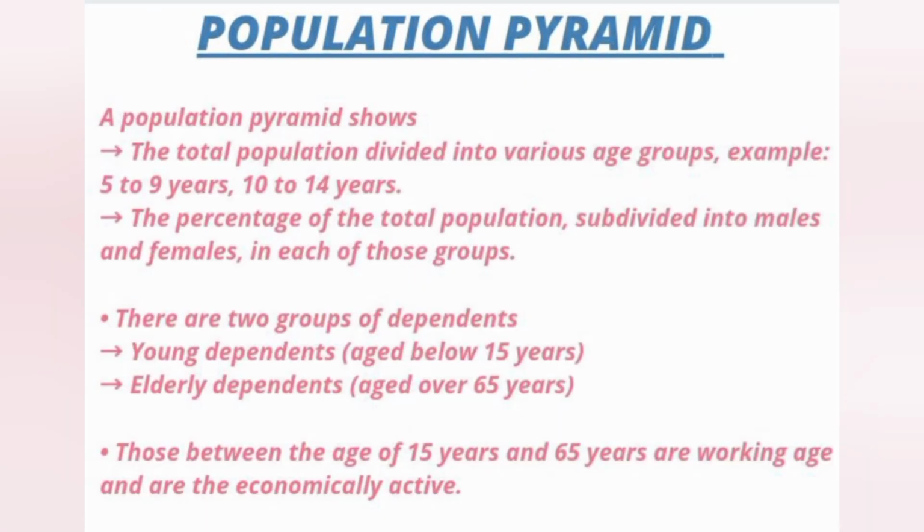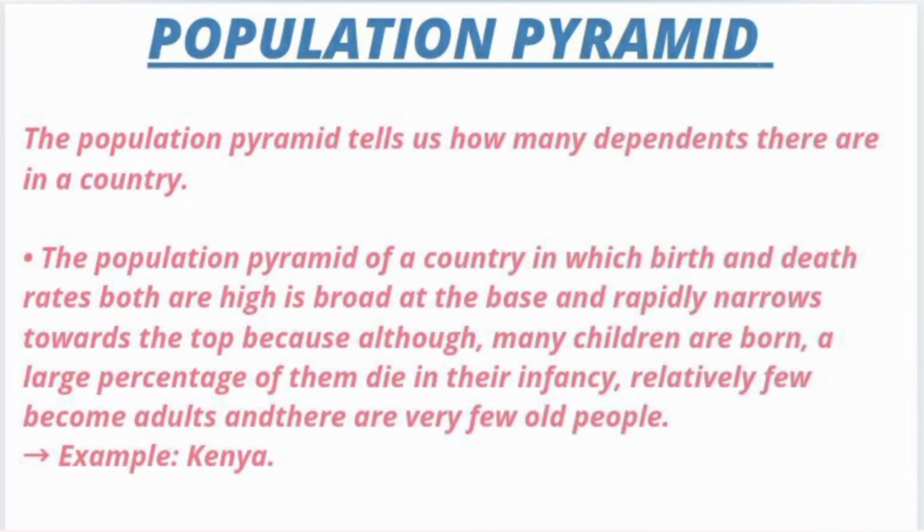So basically, a population pyramid shows the total population divided into various age groups, for example 5 to 9 years and 10 to 14 years. It shows the percentage of total population subdivided into males and females in each of these groups. There are two groups of dependents: young dependents, who are below 15 years of age, and elderly dependents, who are over 65 years of age. Those between 15 and 65 years are of working age and are economically active. The population pyramid tells us how many dependents there are in a country.